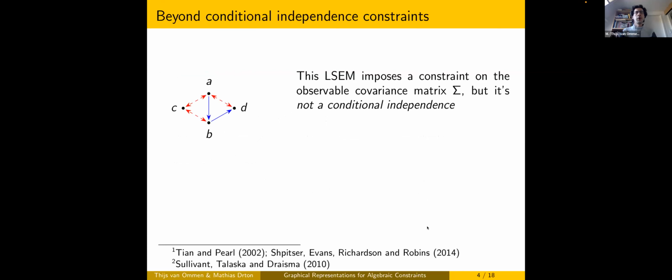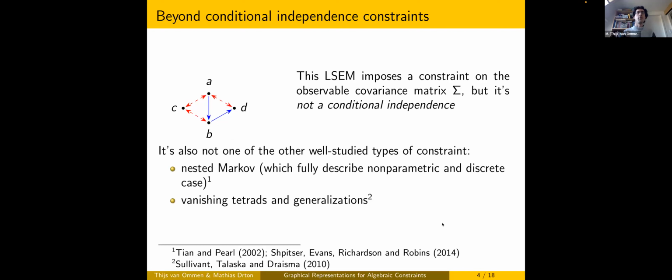However, in the case of DAGs, we have the conditional independence constraints that describe the model. In the case of linear structural equation models, those do not suffice anymore. And here's an example. This will be a running example in a large part of this talk of a linear structural equation model that does impose a constraint. So the model is not the set of all possible covariance matrices on 4 variables, but it is limited in a strong sense. But the way in which this model is limited cannot be expressed in terms of conditional independencies.